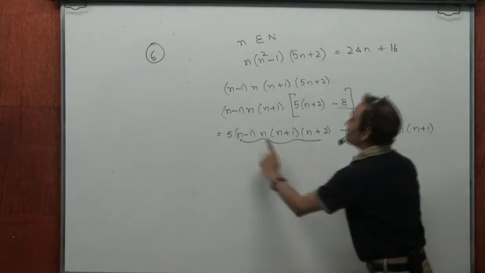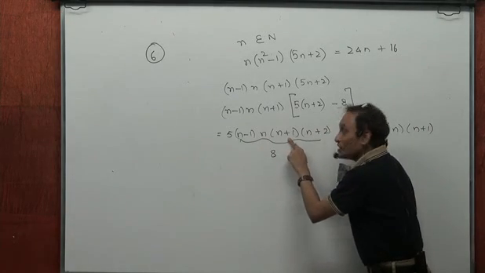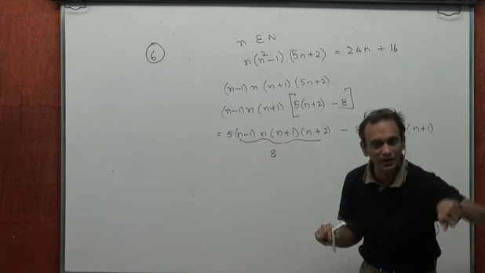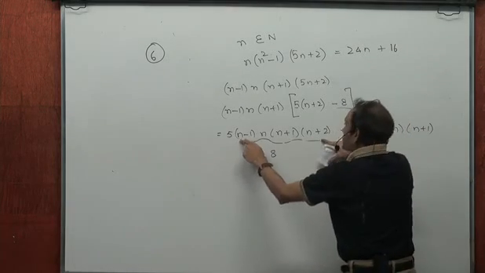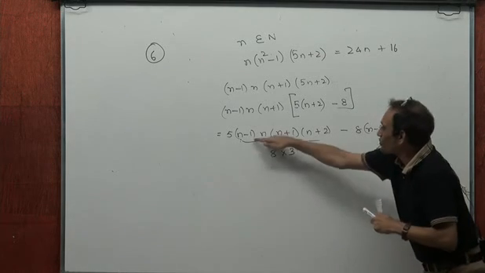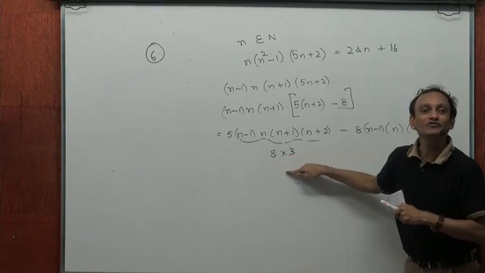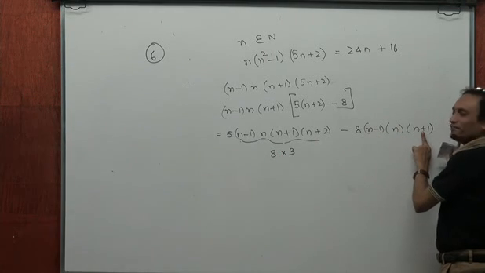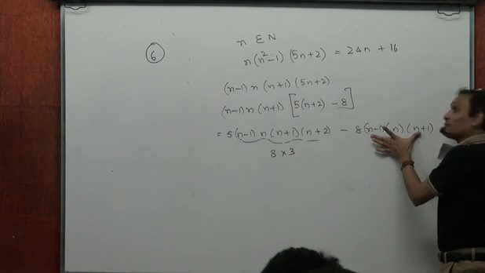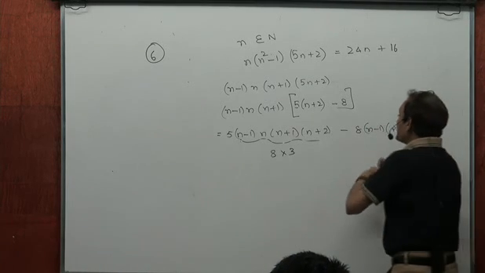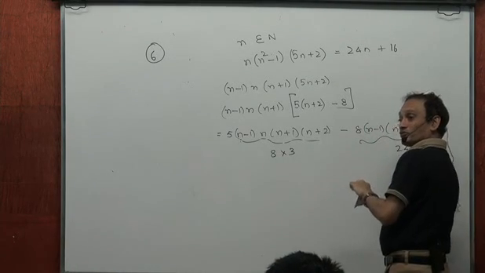And yes, these are three consecutive integers. One of them must be a multiple of 3. If you take any three consecutive integers, one of them must be a multiple of 3. So this whole thing is also divisible by 3. So this product must be divisible by 24. Absolutely.